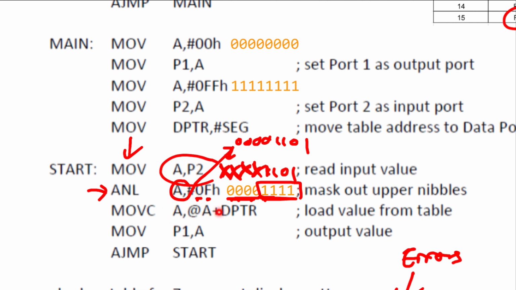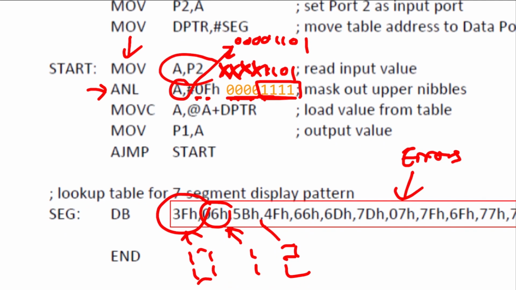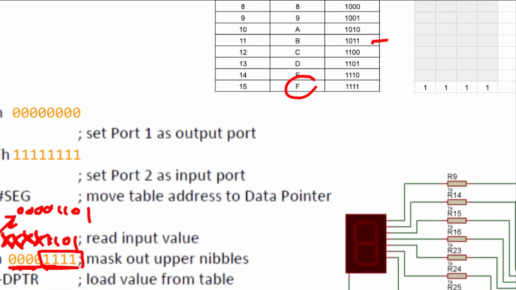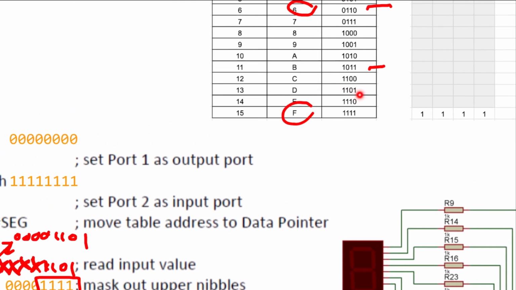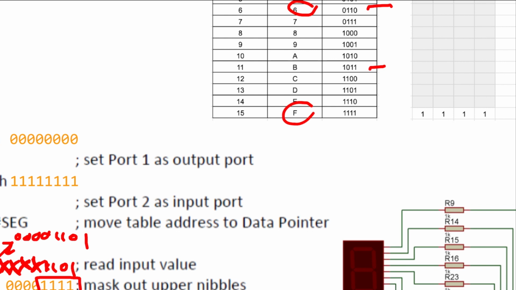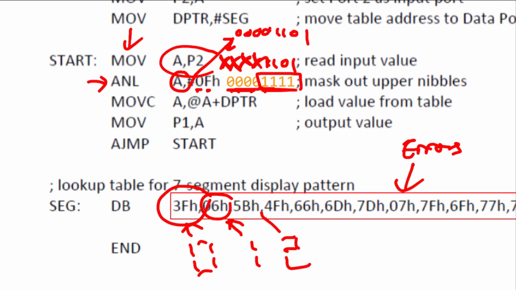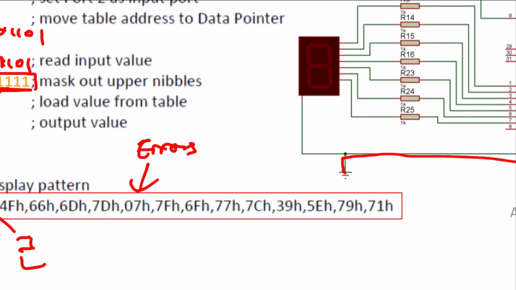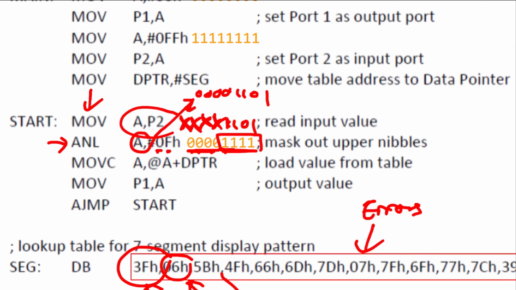And then we have this MOVC, so we read from the table. A plus DPTR will find from this table the configuration. So 1101 is actually the 13th element, which is D. So counting the elements, 0, 1, 2, 3, 4, 5, 6, 7, 8, 9, 10, 11, 12, 13, it will be 5EH. So now our A will be 5EH.